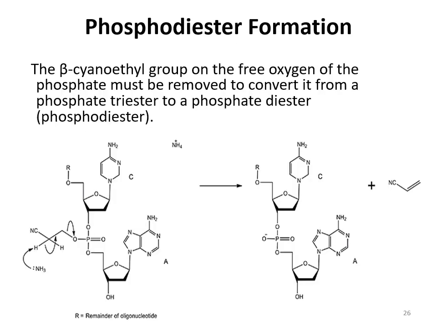Next, we also have a protecting group on the phosphodiester. Here we will discuss how to remove it or how to make it free. The beta-cyanoethyl group on the free oxygen of the phosphate must be removed to convert it from a phosphate triester to a phosphate diester. Here we can see the reaction. Let's discuss it in detail.